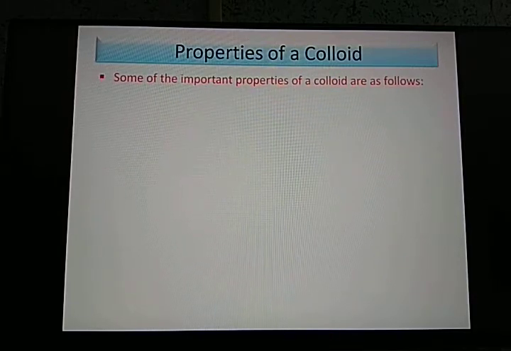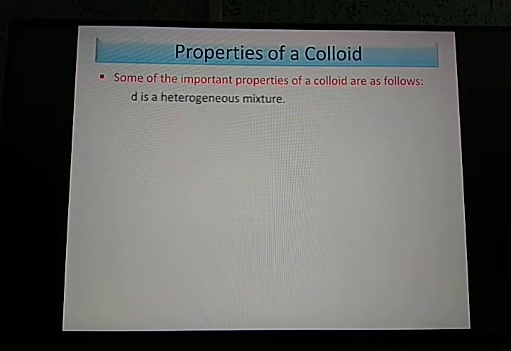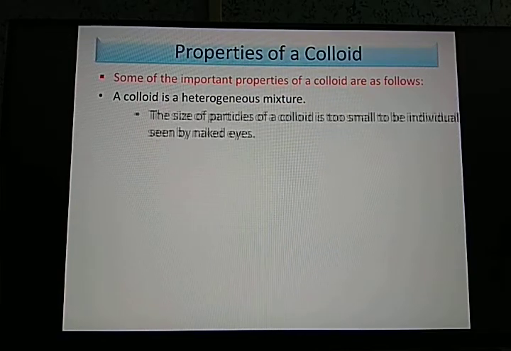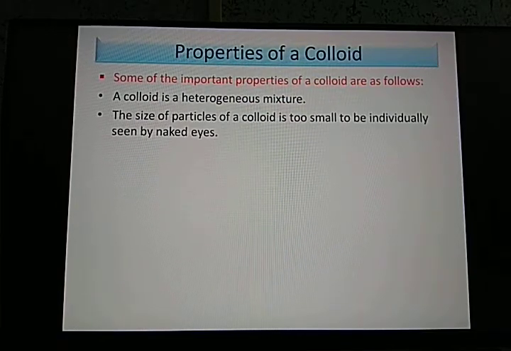Some of the important properties of a colloid are as follows. So the first property is it is a heterogeneous mixture. So don't get confused. It looks like homogeneous, but it isn't a homogeneous mixture. In fact, it is a heterogeneous mixture. Clear?